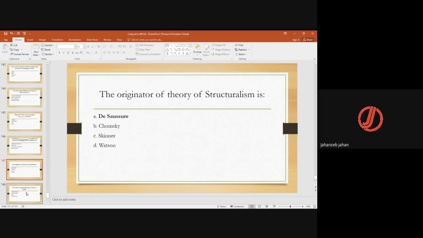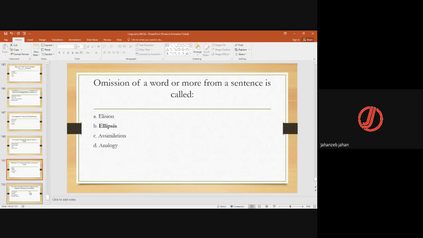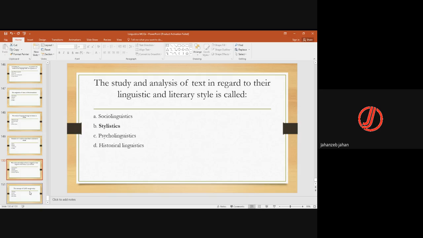The originator of the theory of structuralism is de Saussure. The study of language through its history is called diachronic study. Omission of a word from a sentence is called ellipsis. और जो लैंग्वेज और लिटरेचर का जो ब्रिज बनाते हैं, जो इनको आपस में कंबाइन करती है, ये टेक्स्ट का एनालिसिस करते हैं, उसके लिंग्विस्टिक एनालिसिस, सो दैट इज स्टाइलिस्टिक्स.